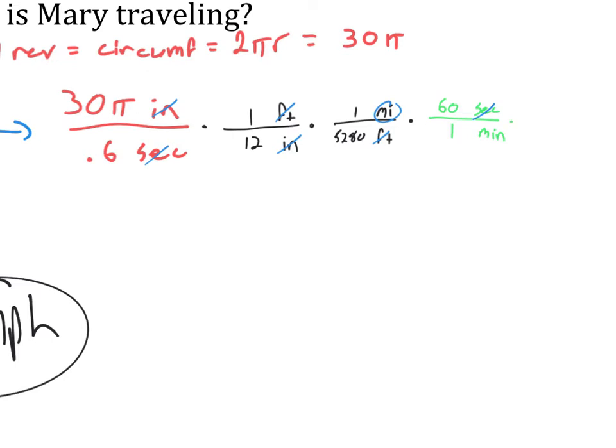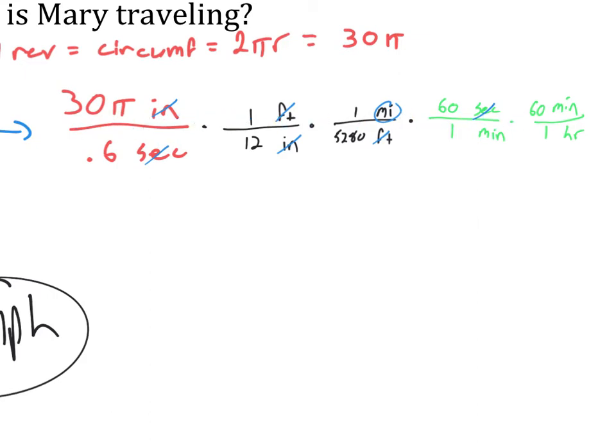Let's see, I'd have to put minutes up top to cancel those away, and then hour down below. And there are 60 minutes in 1 hour. All right, so this goes straight into the calculator.